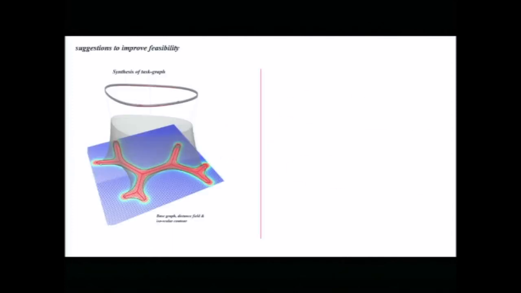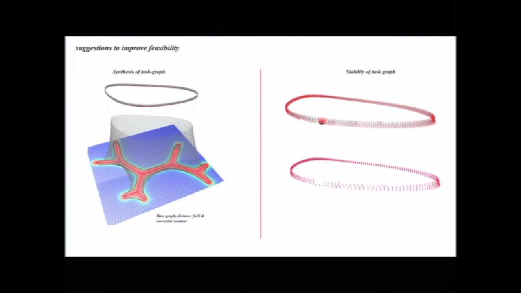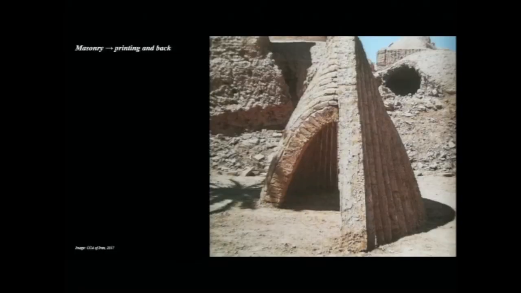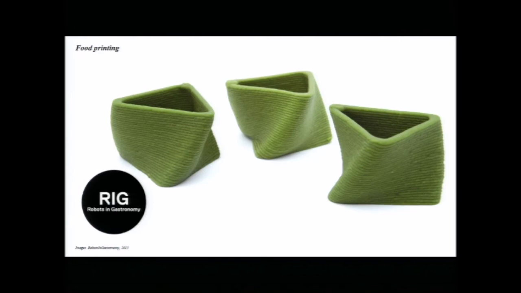So, a brief outlook: we can provide suggestions to improve feasibility in case things are not feasible. It can be fully extended to 3D, as previously mentioned. And it can then perhaps also be applied back into masonry, where currently the time-dependent hardening of the mortar is usually not considered in the design of such masonry structures. And a perhaps left-field application is the use of the method in other soft rigid materials like food printing.